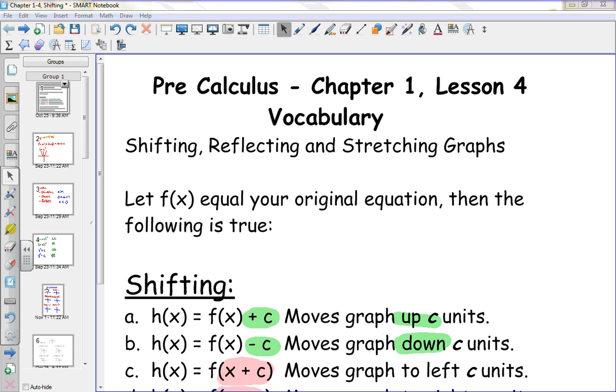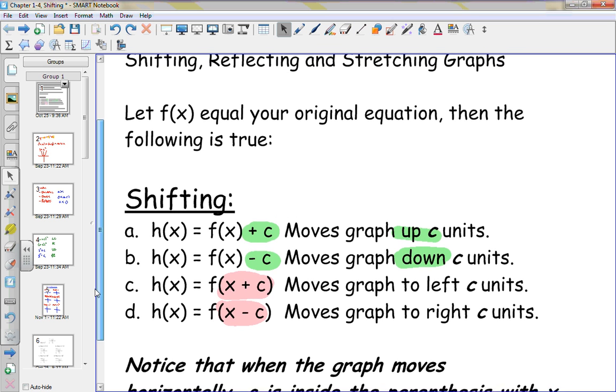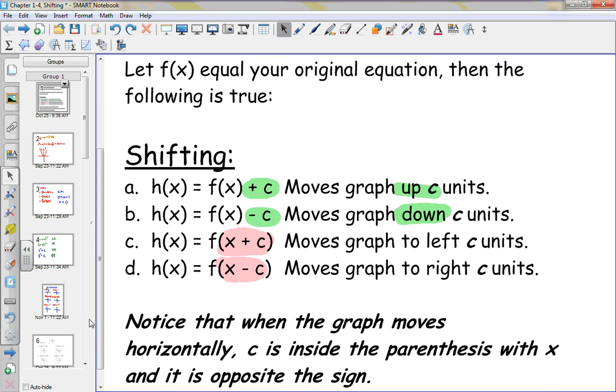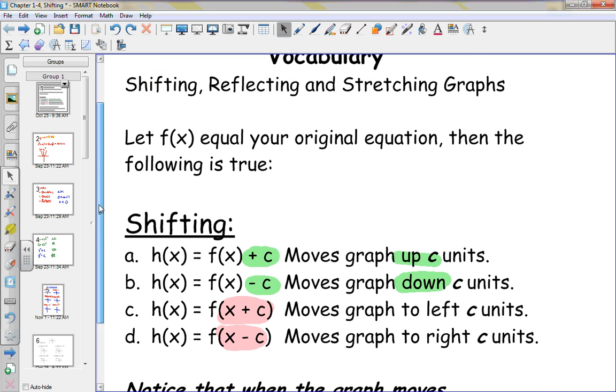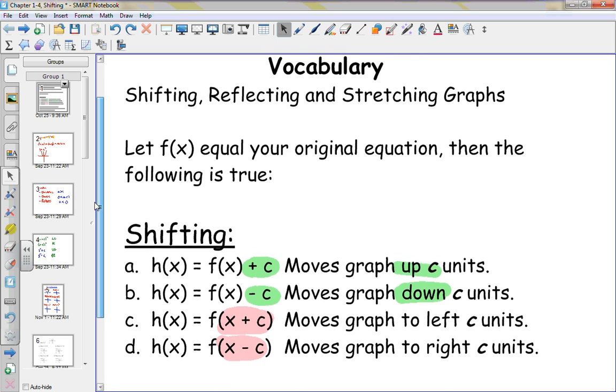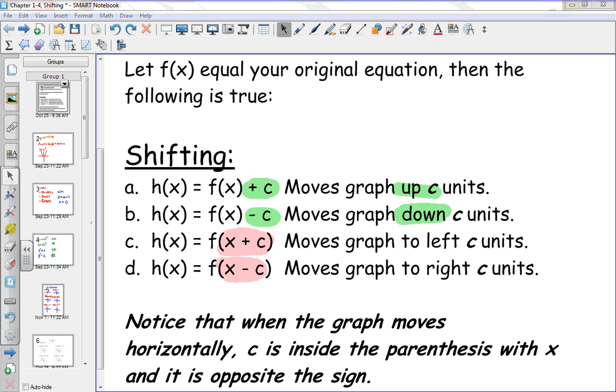Now, shifting, reflecting, stretching graphs. Let f of x equal your original equation that the following is true. I'm going to let you guys copy this down. Can I do it here? Is everybody okay with that? Okay. First, let's read that one. Okay, now, let f of x equal your original equation, the following is true.